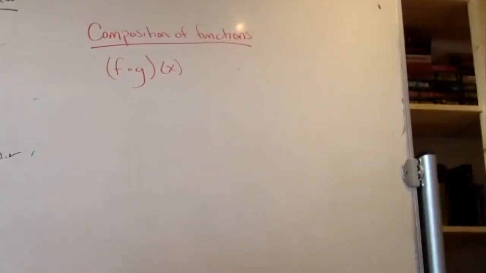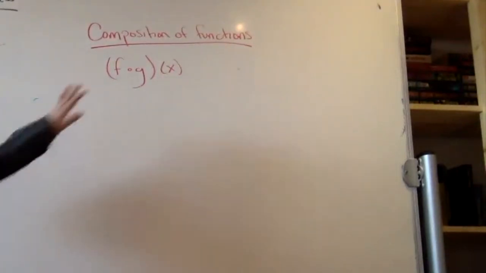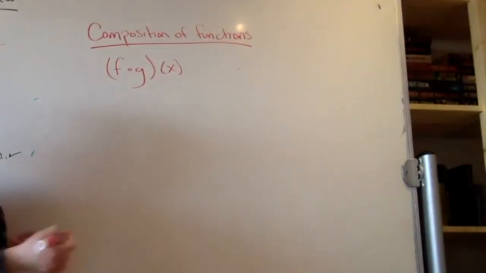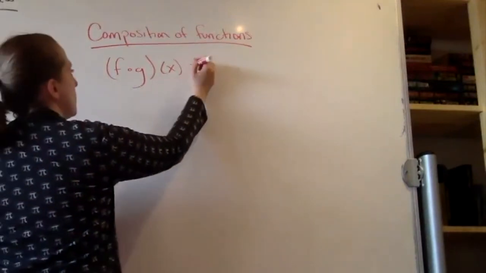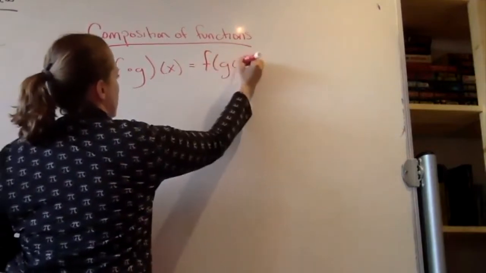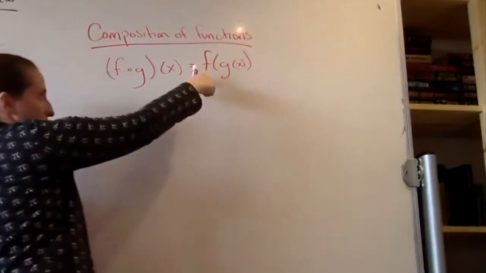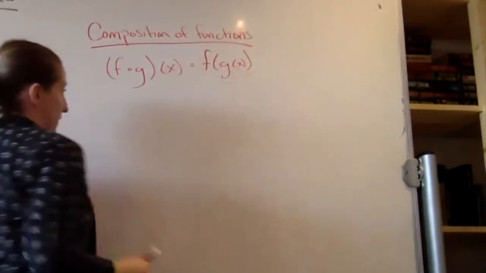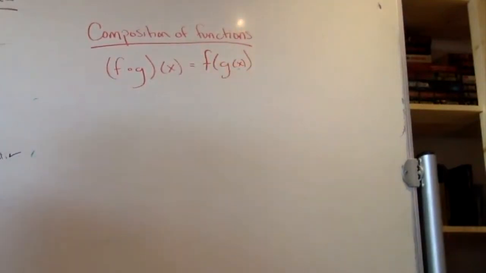All right, let's talk about composition of functions. So composition is an operation of functions, like add, subtract, multiply, and divide. Composition is what I call the nesting function, because what composition does is it takes one function, f, and nests the other function, g. So the first function is our outside function, the second function is our inside function. Okay, so this is a nesting operation.